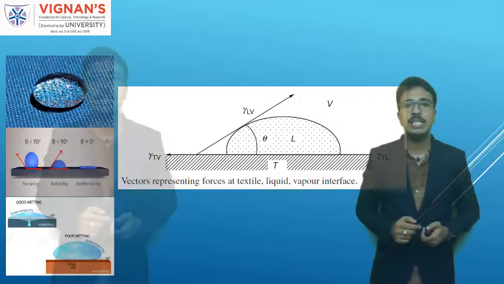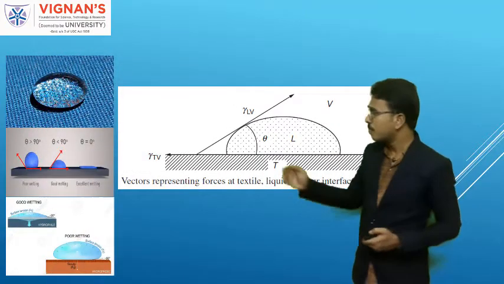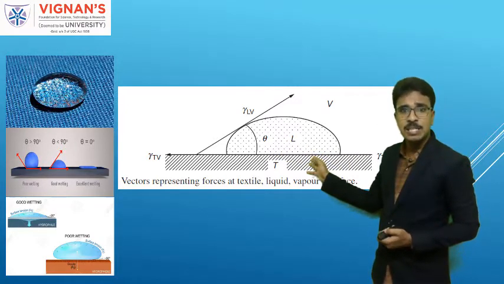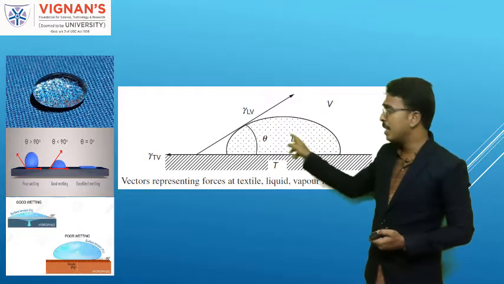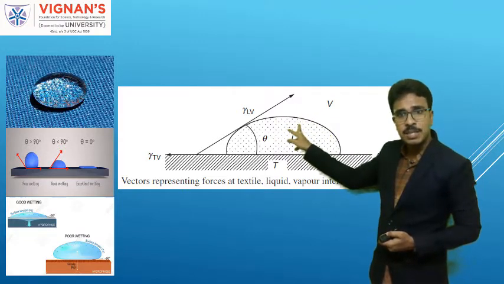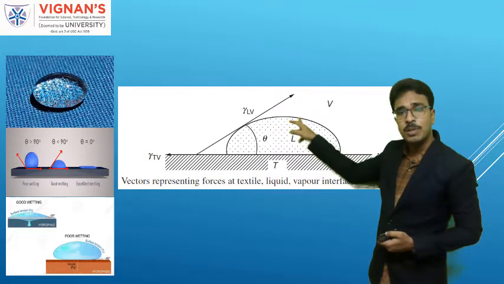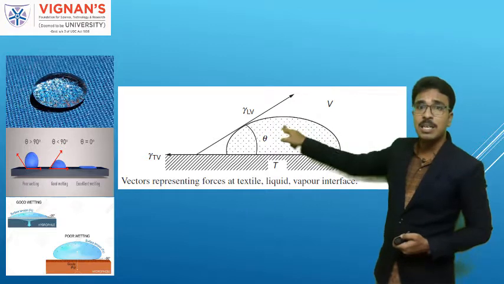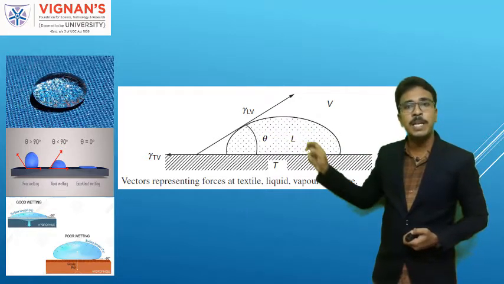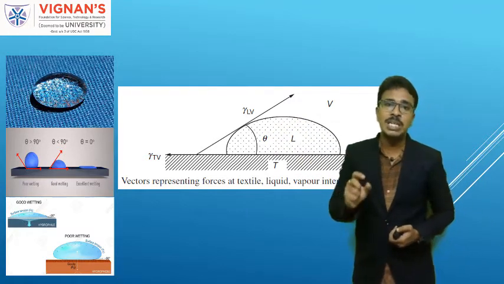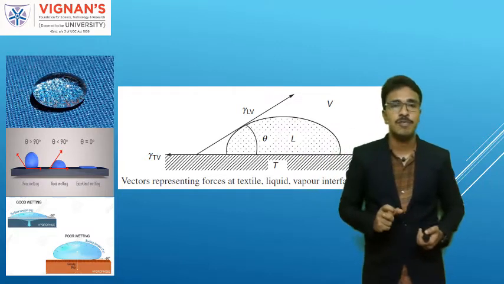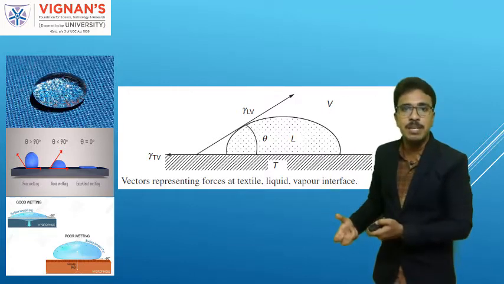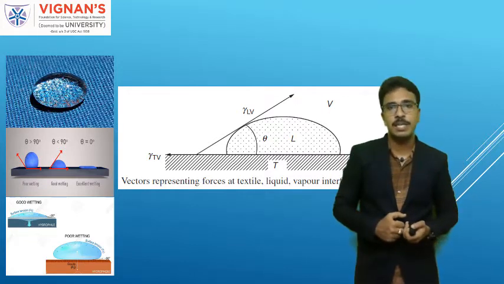Understand? Now you can see here clearly there is a solid surface, where T stands for the textile surface. Now this L is nothing but the liquid droplet. After putting the liquid droplet on the solid surface, you can see this is the contact angle. Depending upon the contact angle, one can decide the characteristics of the fabric surface, whether the surface is easily wettable or difficult to wet.